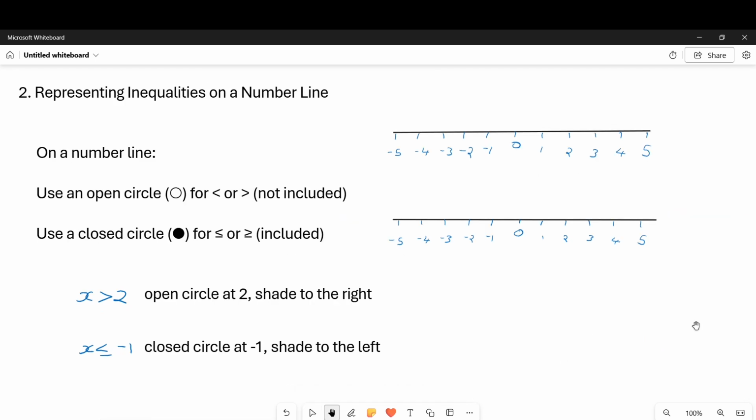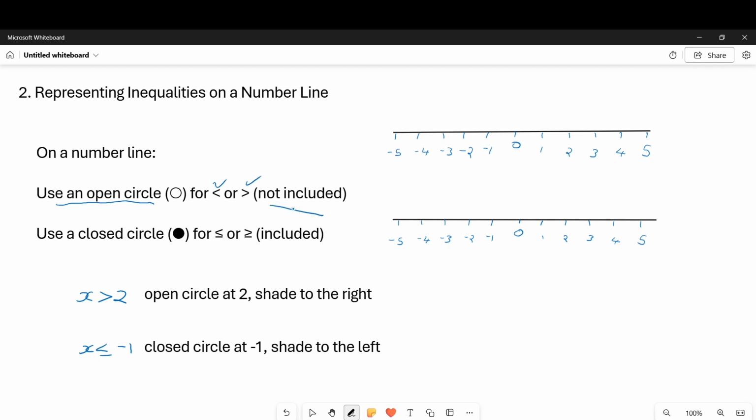Okay, so let's discuss representing inequalities on a number line. How to represent an inequality on a number line. The first important point is to use an open circle. See, this is an open circle, inside the circle is blank. Use an open circle when we are using less than or greater than, where the value is not included.